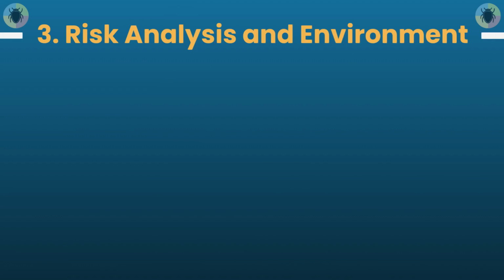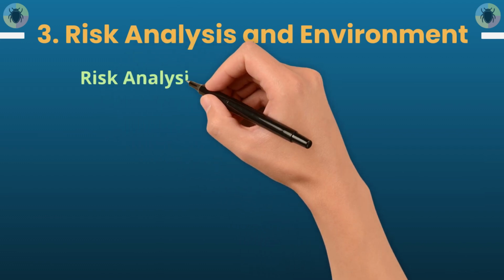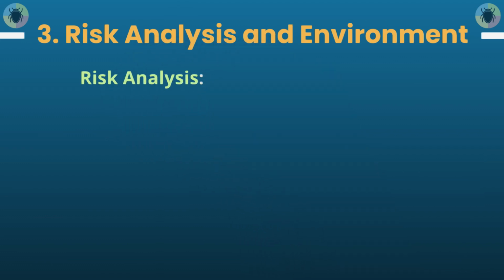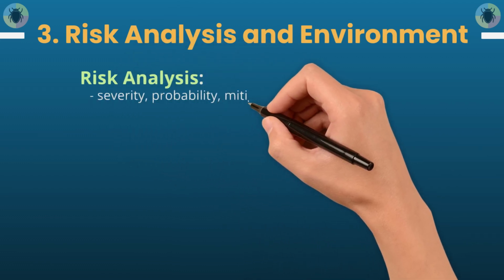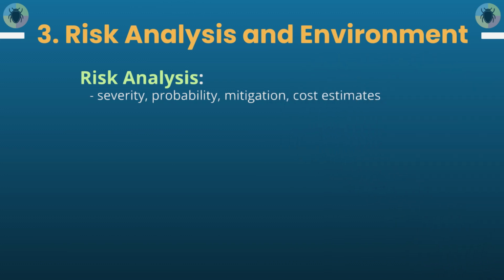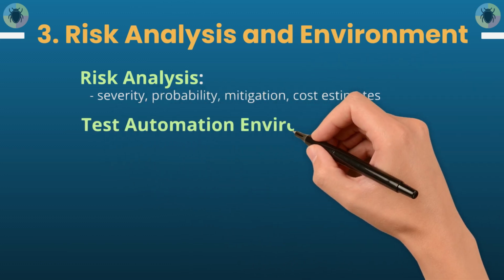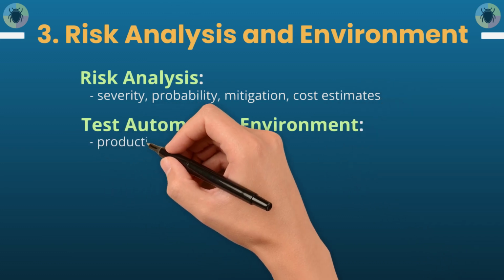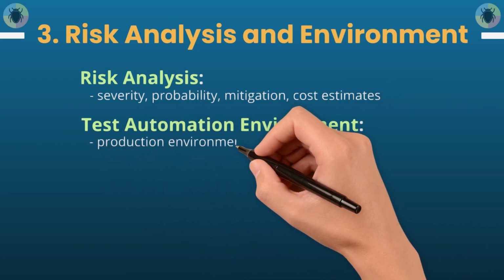Conduct risk analysis and establish a test automation environment. Perform a thorough risk analysis. List potential risks, their severity, probability, mitigation strategies, and cost estimates. Make sure your test environment mirrors the production environment closely for reliable results.